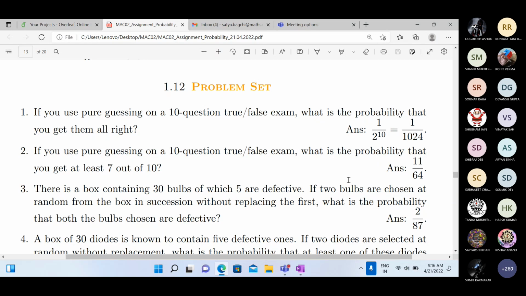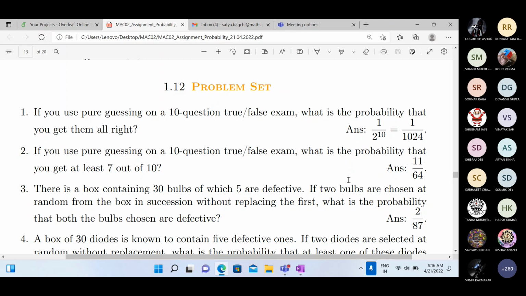So what is the probability that you are getting 10? That is actually 1 by 2 to the power 10. What is the probability that you are getting 9? This is actually 10 choose 9 over 2 to the power 10. And the probability that you are getting 8 is 10 choose 8 over 2 to the power 10. And the probability that you are getting 7 is 10 choose 7 over 2 to the power 10. These events are mutually exclusive, so if you take the union, the probability of the whole case is the summation of these cases.